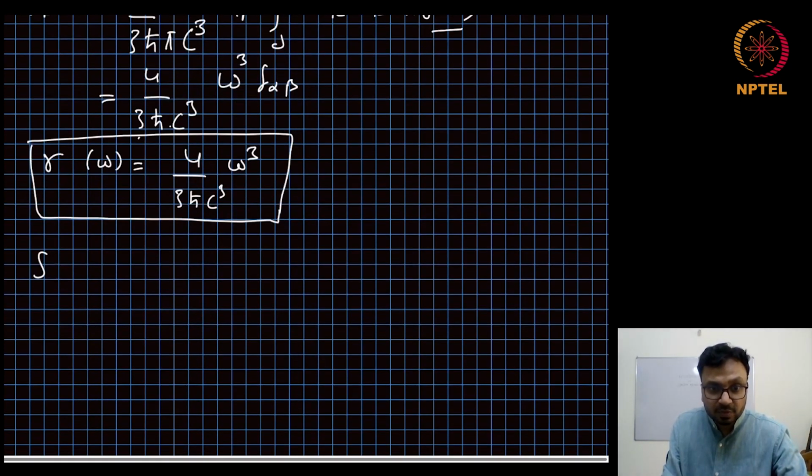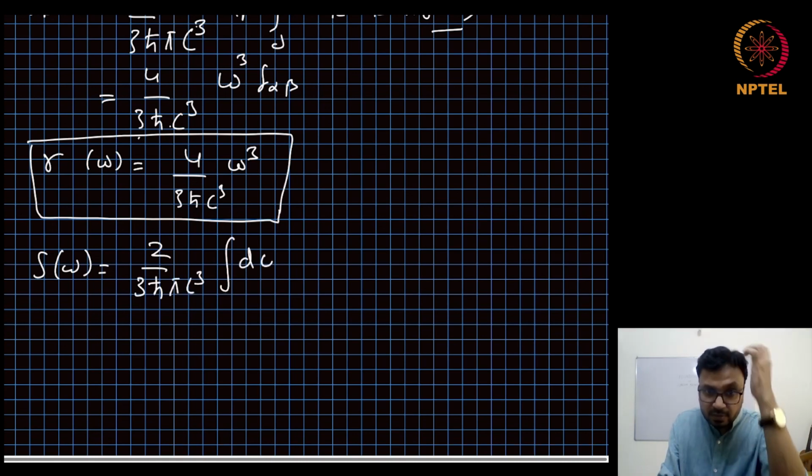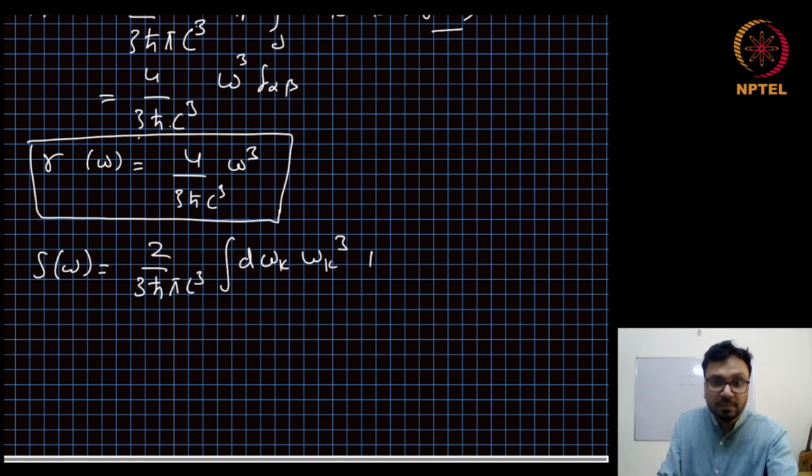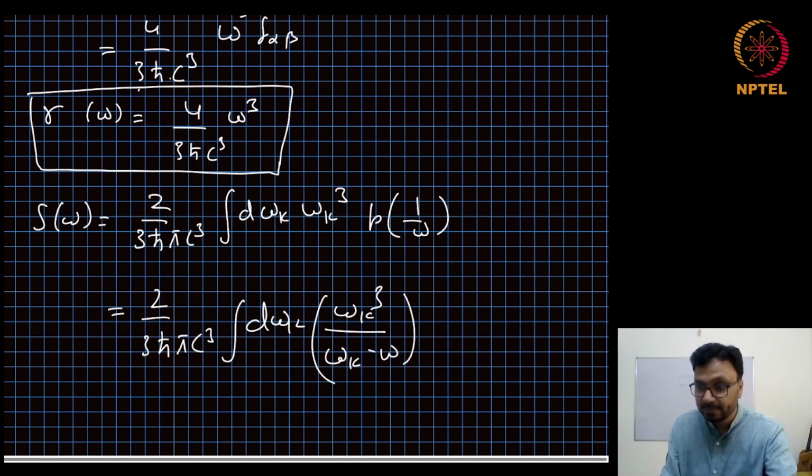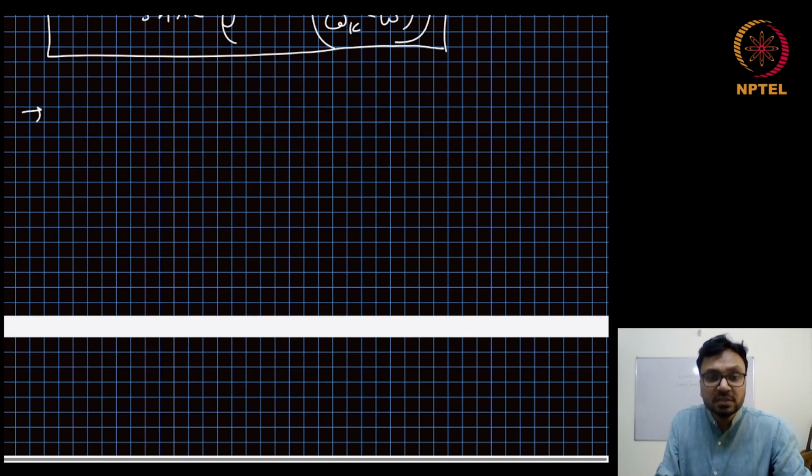Similarly, S of omega, we can discard alpha beta because there is a delta function, can be written as 2 over 3 h bar pi c cube, integral of d omega k cube, principal value of 1 over omega, and this is nothing but 3 h bar pi c cube, integral of d omega k cube over omega k minus omega, principal value of this.